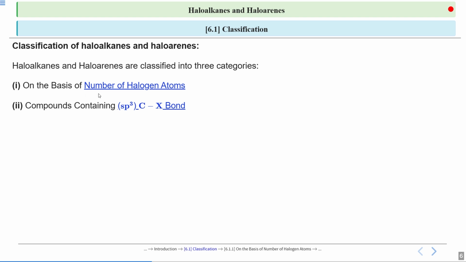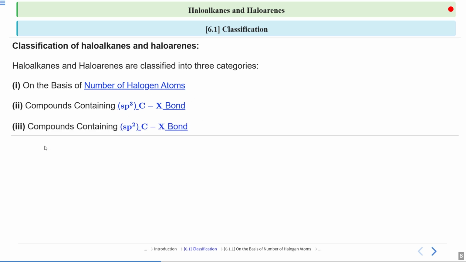Second is compounds containing an sp3 carbon halogen bond. The third category includes the compounds containing an sp2 carbon halogen bond, because this is also possible, right? So these are the major three categories in which you can broadly classify the haloalkanes and the haloarenes.